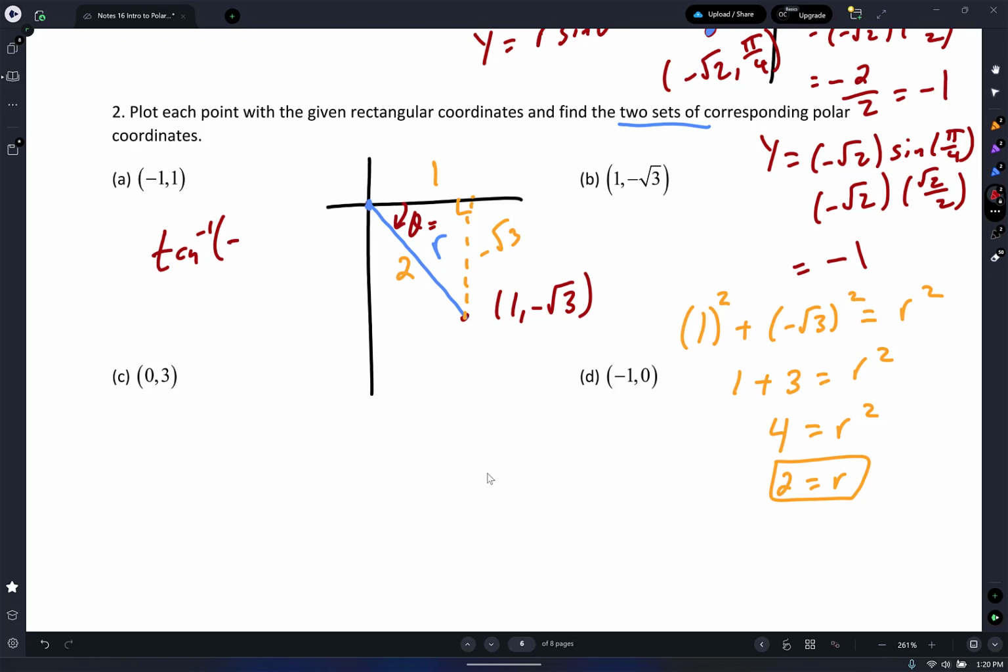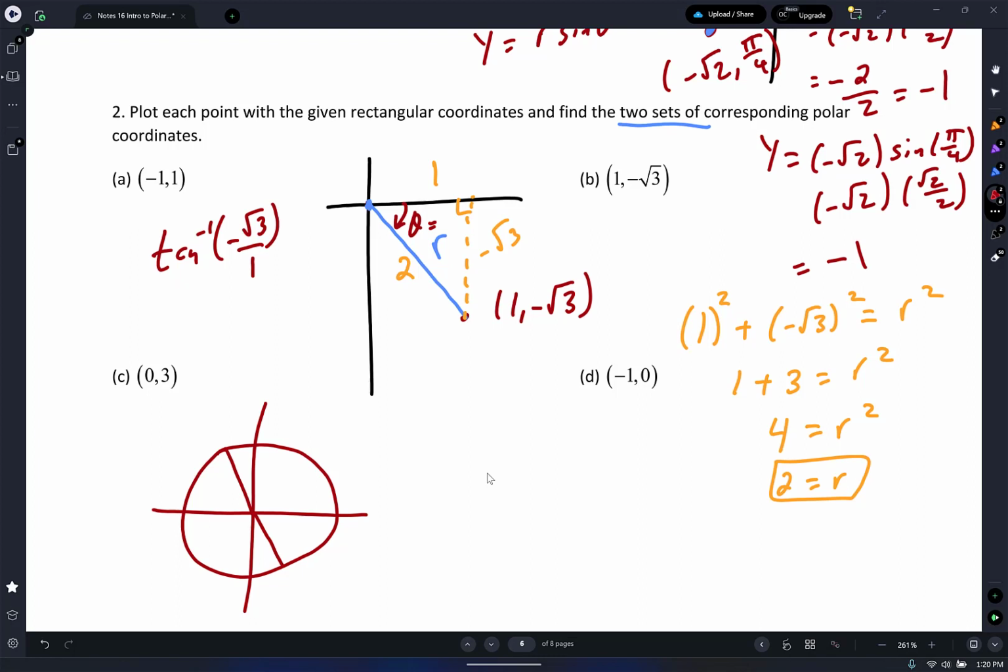Y over x, negative square root of 3. So arctan of negative square root of 3 over 1. So this is a special number. It does happen on the unit circle. The unit circle doesn't go away. So on the unit circle, this happens here and here. Obviously the way this looks is quadrant 4. That's the one I want.